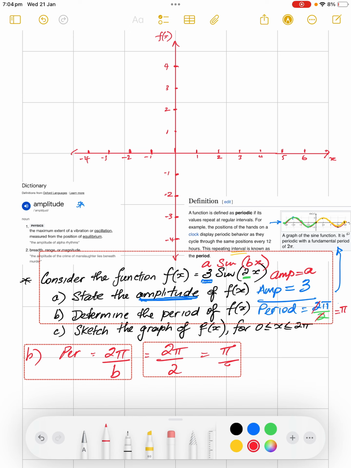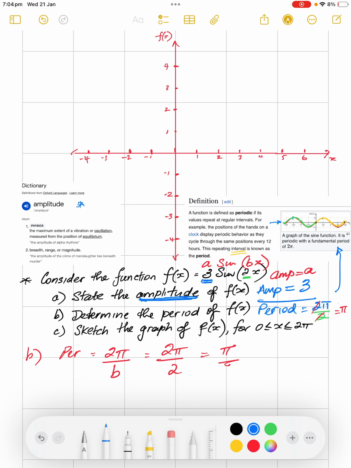Now we have to sketch the graph. It starts at 0 and cycles by pi. Now pi is 3.14, it's about there, and 2 pi is about 6.28, it's about there. This is going to cycle from 0 to pi. Here it cycles from 0 to 2 pi, because that's simply the sine x graph, and we're going to go up to 3 and down to -3, so halfway is about pi over 2.